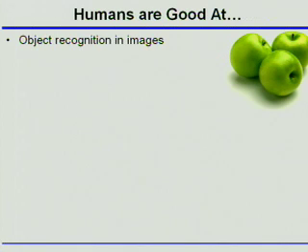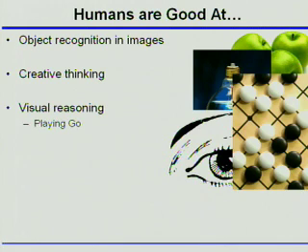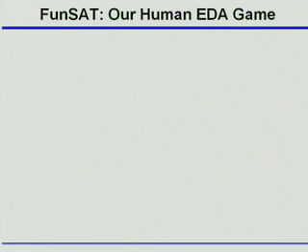Since computers only use approximations to solve these problems, we started brainstorming some ways that humans might be able to solve them, and some things that humans are good at, such as object recognition, creative thinking, visual reasoning, such as playing the game Go, where humans can always beat computer algorithms, text summarization, and intuition, where people have the sense of being able to know a good move in a game, even if they can't fully explain why. So from our brainstorm came FunSat, our human EDA game.